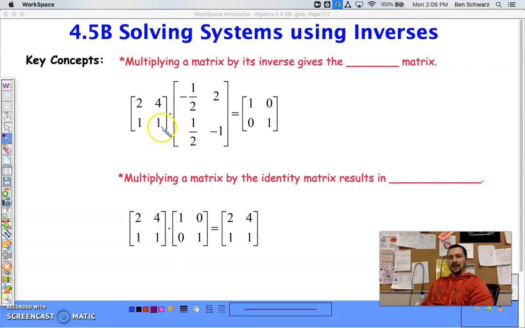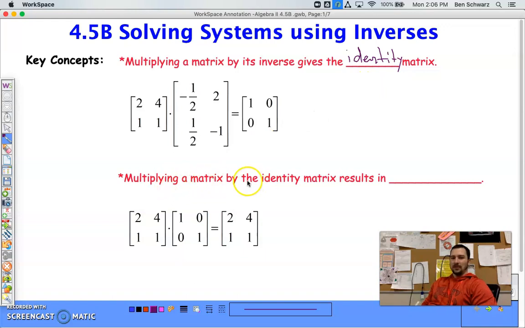All right, so in our last video, we talked about finding the inverse of a matrix, and we're going to learn how they actually help us to solve some systems of equations today. So if you think back to the last lesson, what happens when you multiply a matrix by its inverse is that it gives you this matrix here, which we call the identity matrix.